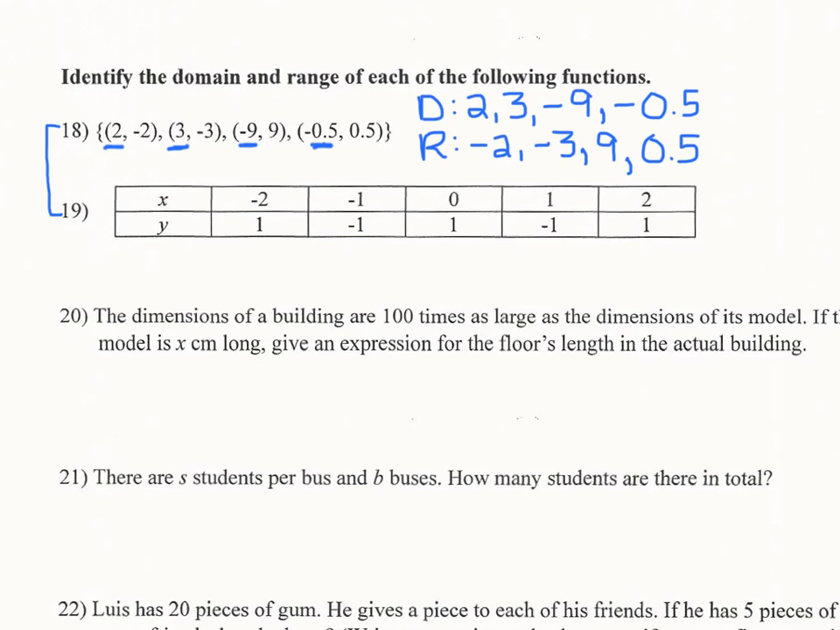So same thing for number 19. Your domain, and it's not enough to just say all the x's or all the y's. I want you to actually list the numbers. So domain would be -2, -1, 0, 1, and 2. And then your range would be the y numbers. Now remember, if they repeat, you don't have to repeat them. So you can just write -1 and 1.